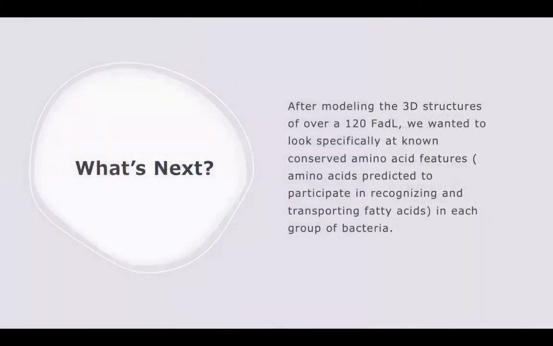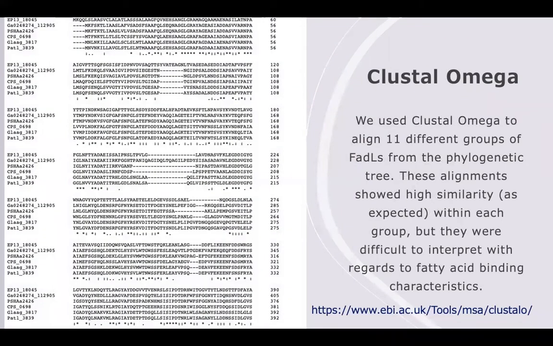What's next? After we modeled these 3D structures, which were 120 fatty acid transporter structures, we wanted to look specifically at the known conserved amino acid features, which are amino acids that were predicted to participate in recognizing and transporting fatty acids in each group of the bacteria. So we used Clustal Omega to align 11 different groups of FadLs from the phylogenetic tree. These alignments showed high similarity, as we expected, within each group, but they were difficult to interpret with regards to fatty acid binding characteristics.